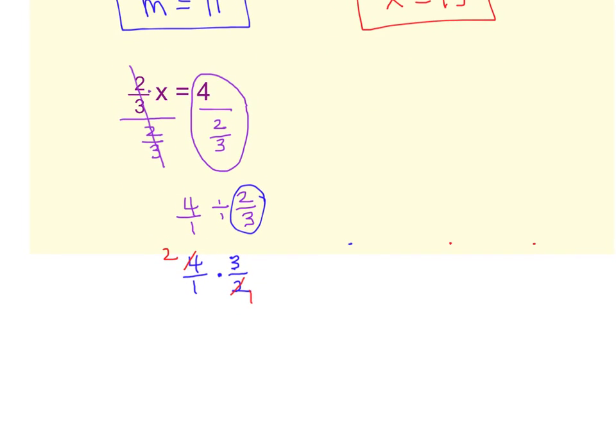Multiply the numbers you have left. 2 times 3 is 6. 1 times 1 is 1. So x equals 6 over 1, which is the same thing as a 6. That is a 6. Okay. And that is using multiplication and division to solve an equation.